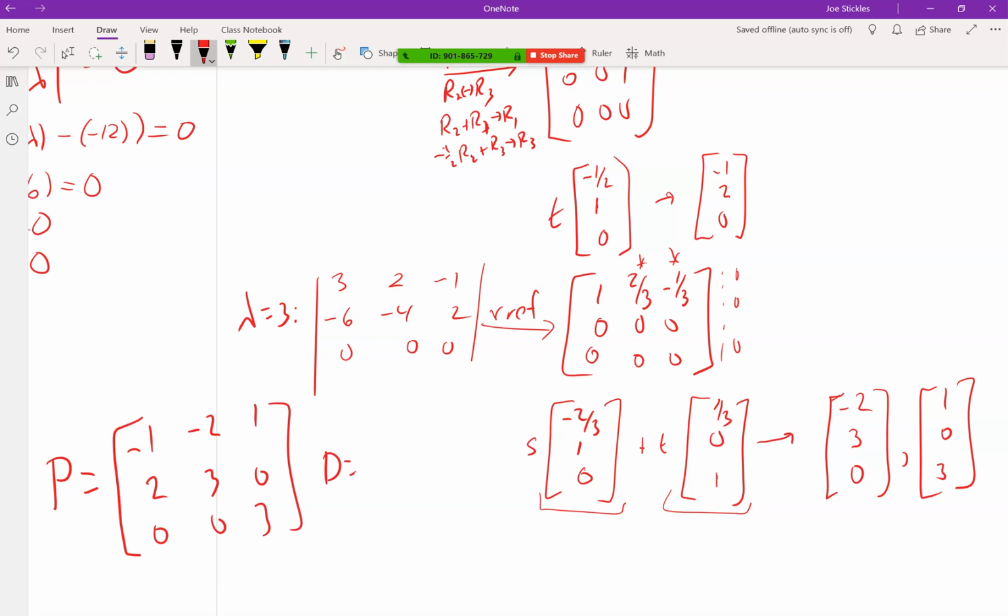And our diagonal matrix D will be, well, the negative 1, 2, 0 is associated with the 2, so the 2 will go here. These other 2, the next 2 columns, were associated with 3. Those 3s will go down your diagonal, and you'll get zeros everywhere else. And so you can check now that if you do P inverse times A times P, you really should get D.